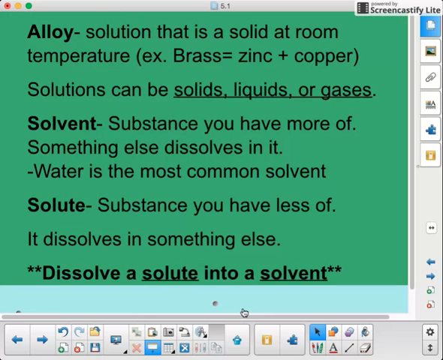And then the statement at the bottom, I have in bold. I suggest that you make it bold or brightly colored, do something so it stands out in your notes. And then if you memorize this statement, you'll always be able to keep track of which is the solute and which is the solvent. So the statement that you need to remember is that you dissolve a solute into a solvent.